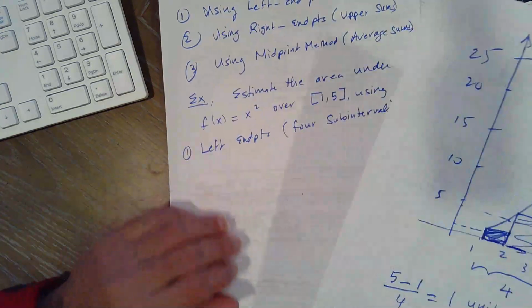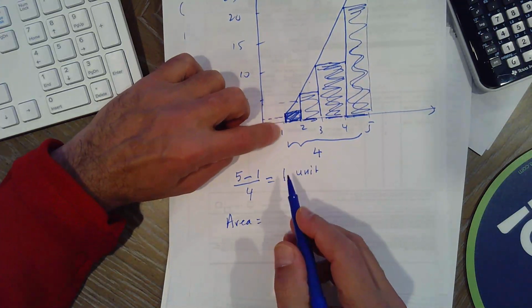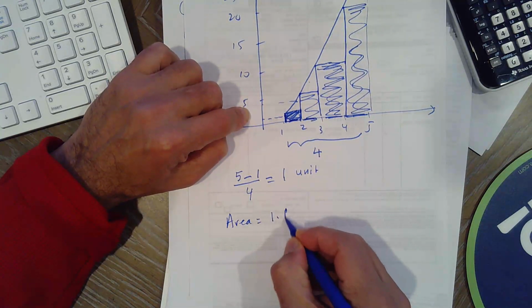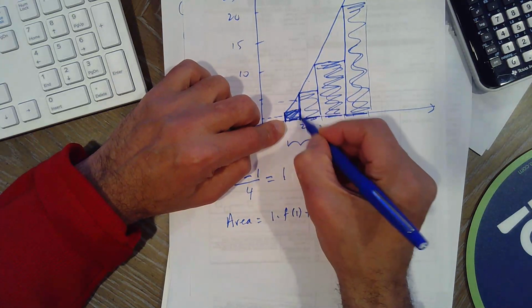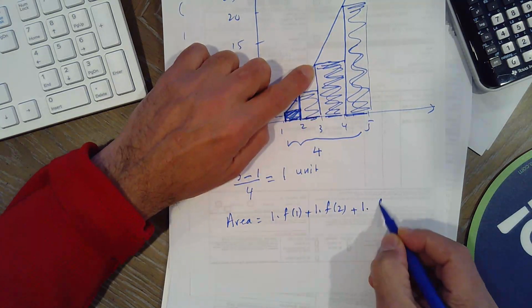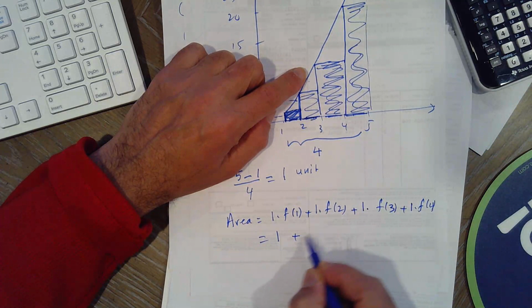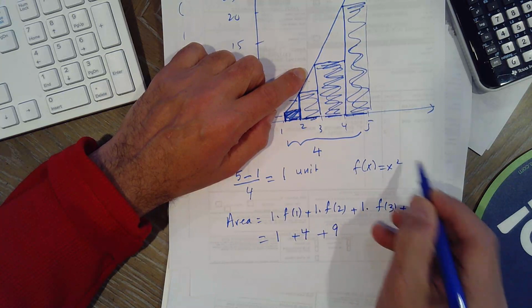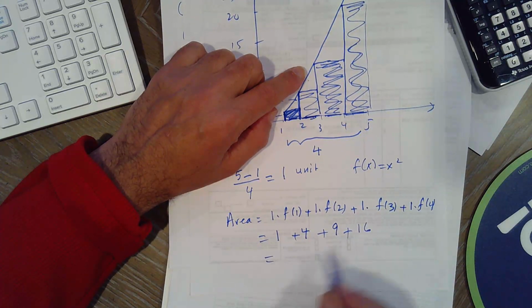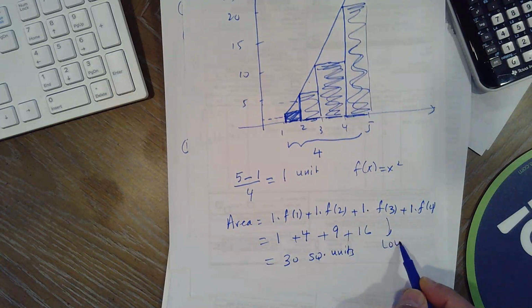So the area under the curve equals the area of the first rectangle, which is 1 times f of 1, plus the width of the second rectangle, 1 times f of 2, plus 1 times f of 3, plus 1 times f of 4. So f of 1 is 1, f of 2 is 4, because 2 squared is 4, 3 squared is 9. Remember, f of x is x squared. And 4 squared is 16, so the total is in square units. So this is an underestimate, right? These are called lower sums.